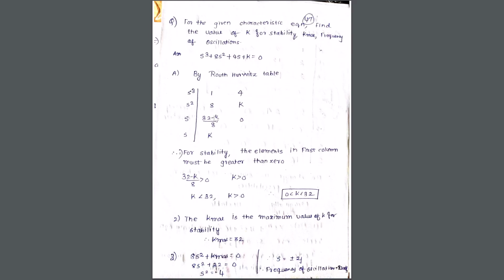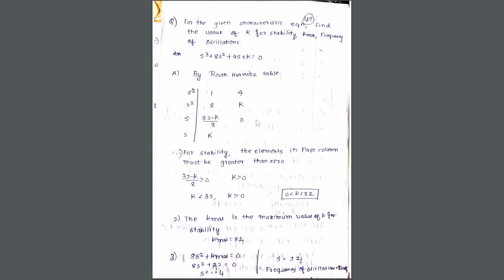Now if you see in the first column, we want that there should be no change in the sign if the system has to be stable. Since they are asking me to find out the value of k for stability, my first column, as I told, should have no change in sign. Since 1 and 8 both are positive numbers, that means this term and this term should also be positive numbers. Hence, I am taking (32 minus k) upon 8 as greater than 0 and k greater than 0. If you solve this further, you will get k greater than 0 and smaller than 32. Hence, my marginal value, that is the value up to which my system can be stable, k marginal will be 32. I hope I am very clear with this.